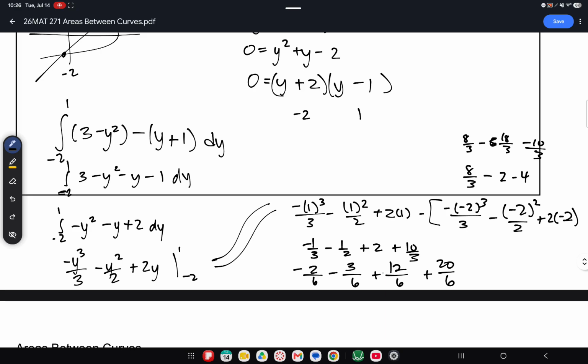Negative 5 plus 12 is 7. 7 plus 20 is 27. So 27 sixths. But I can reduce that. 9 halves, right? They both go by 3. So our area is 9 halves.